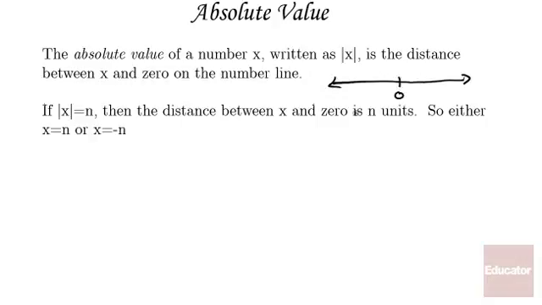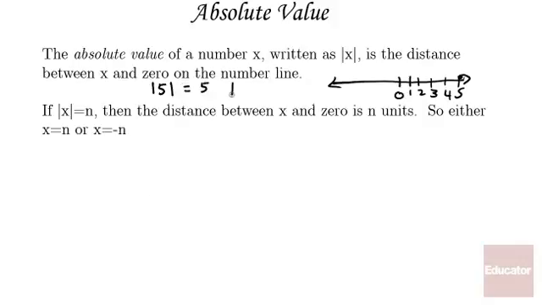What I'm saying is it's the distance between whatever x is and 0 on the number line. This is easier to understand using numbers. For example, if I asked you what the absolute value of 5 is, I could go look on the number line and say, okay, 5 is 1, 2, 3, 4, 5 from 0 on the number line. So the absolute value of 5 is 5.